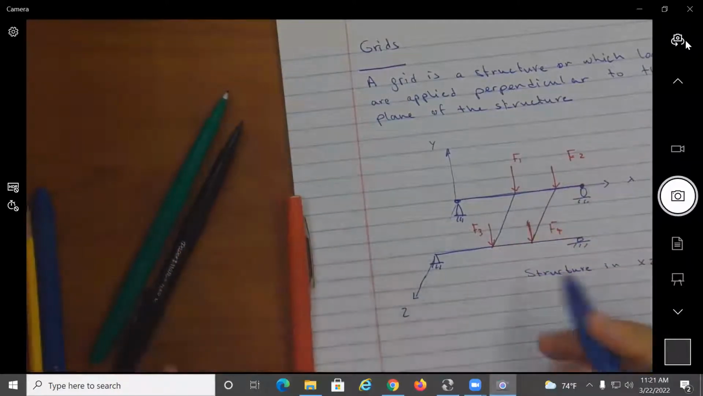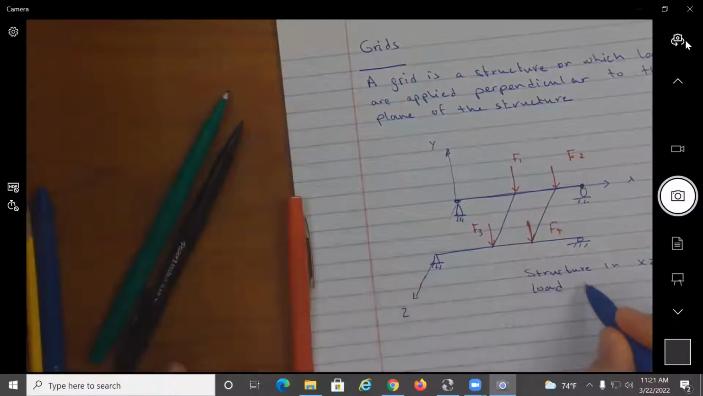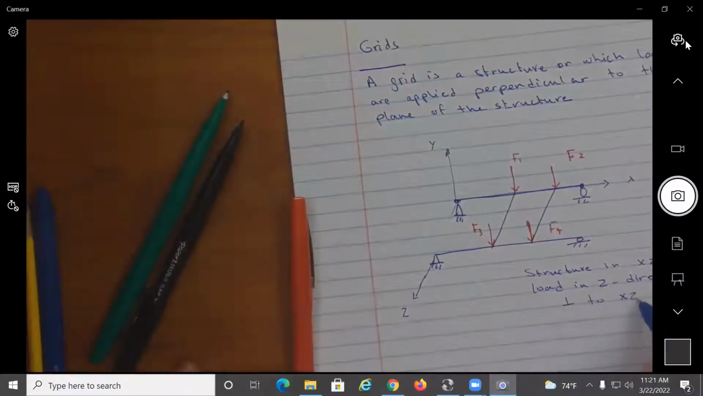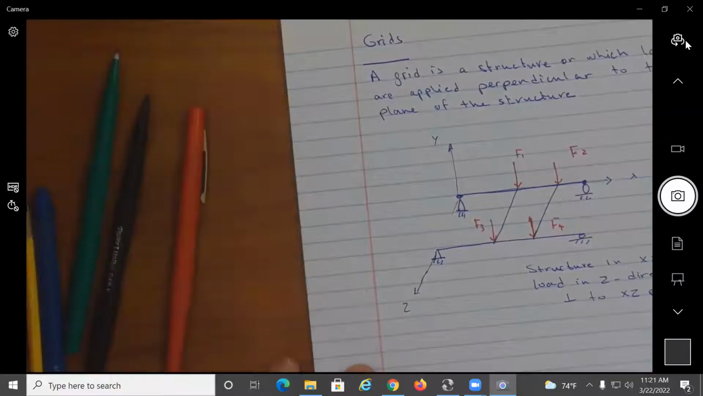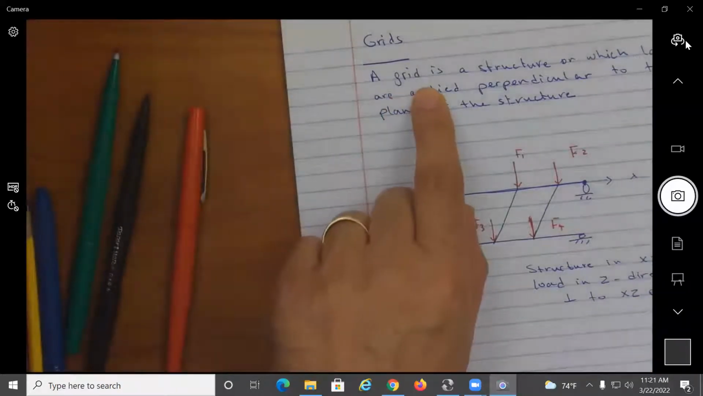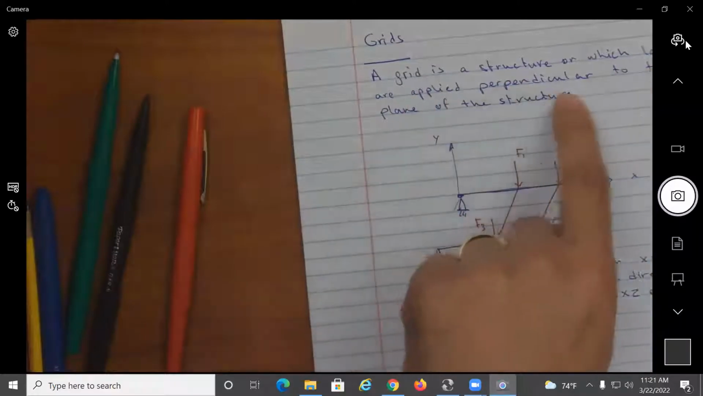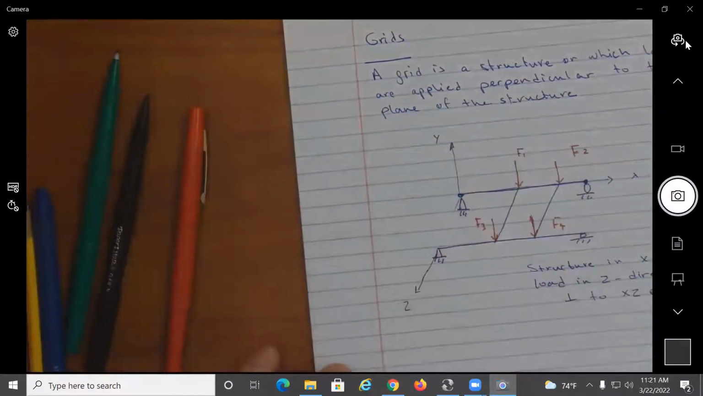So the load in the Z direction, or perpendicular to the XZ plane, which is the plane of the structure. So we said here, the grid is a structure in which the loads are applied perpendicular to the plane of the structure.